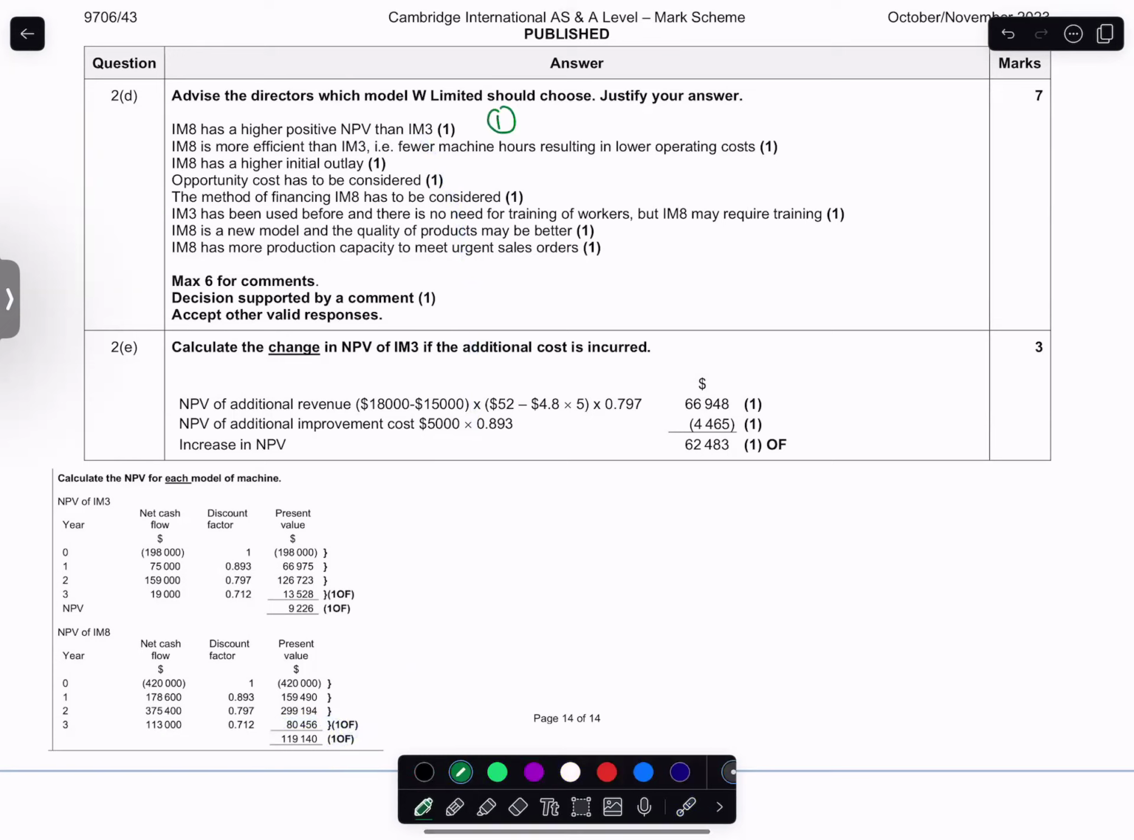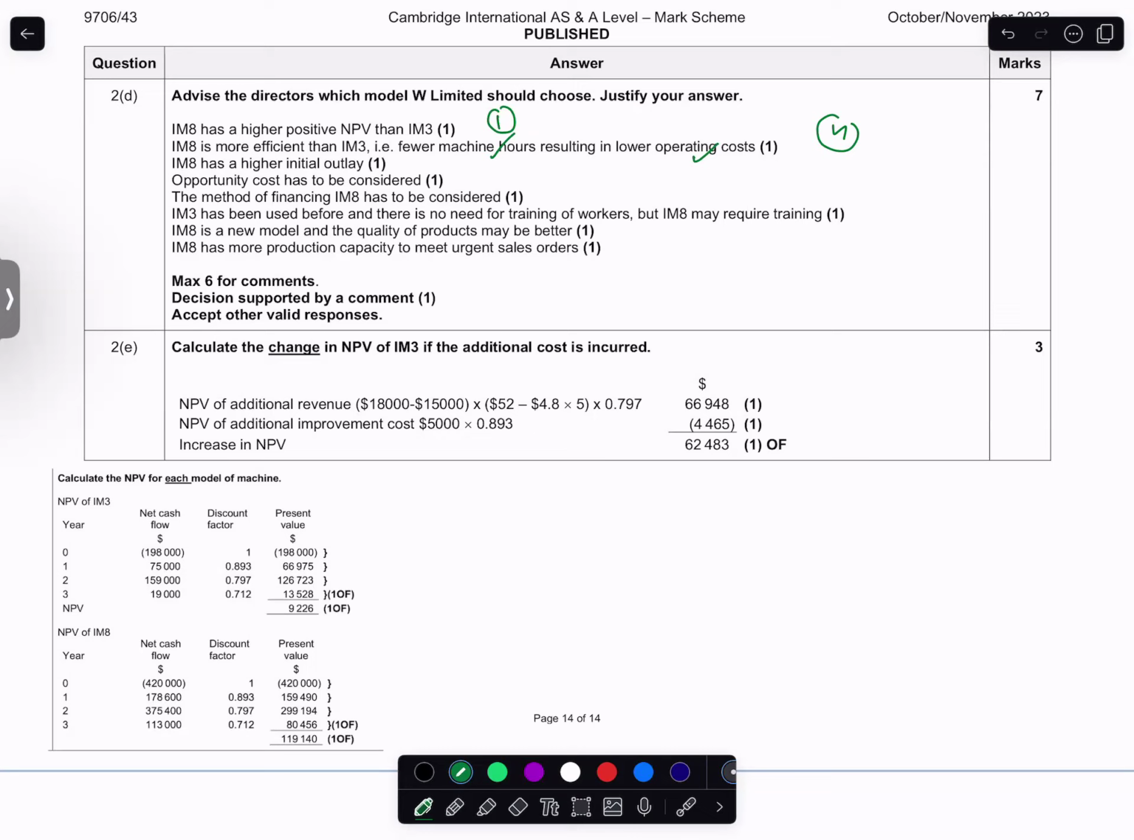Then in the first sum we calculated the net cash flow. The net cash flow of IM8 is greater than the net cash flow of IM3. Then in IM8 you won't have to repair it, and you can use it straight away. And you're using less hours in IM8, and you get to produce more in IM8. There's no restriction of only 15,000 units.